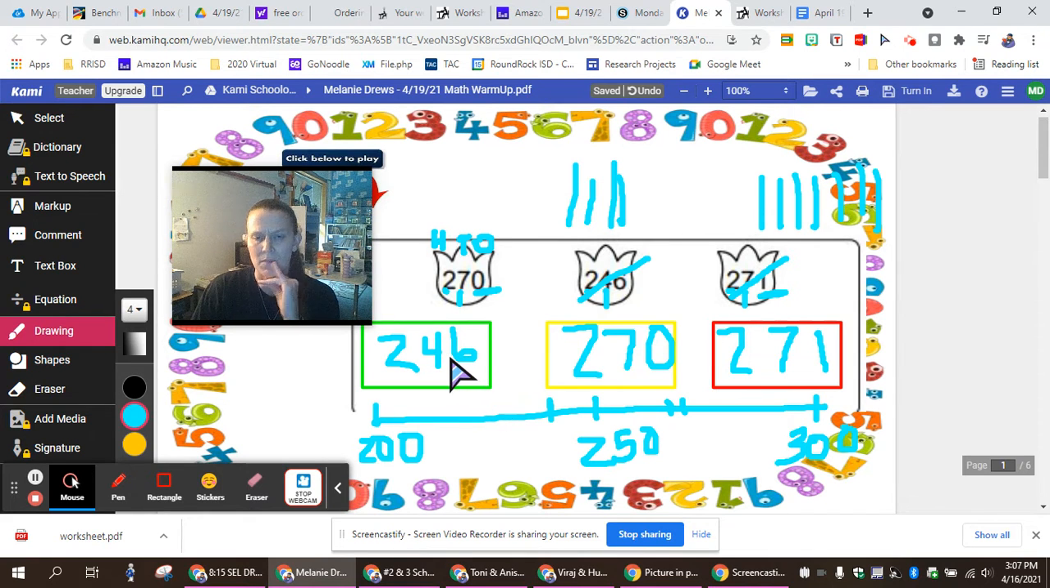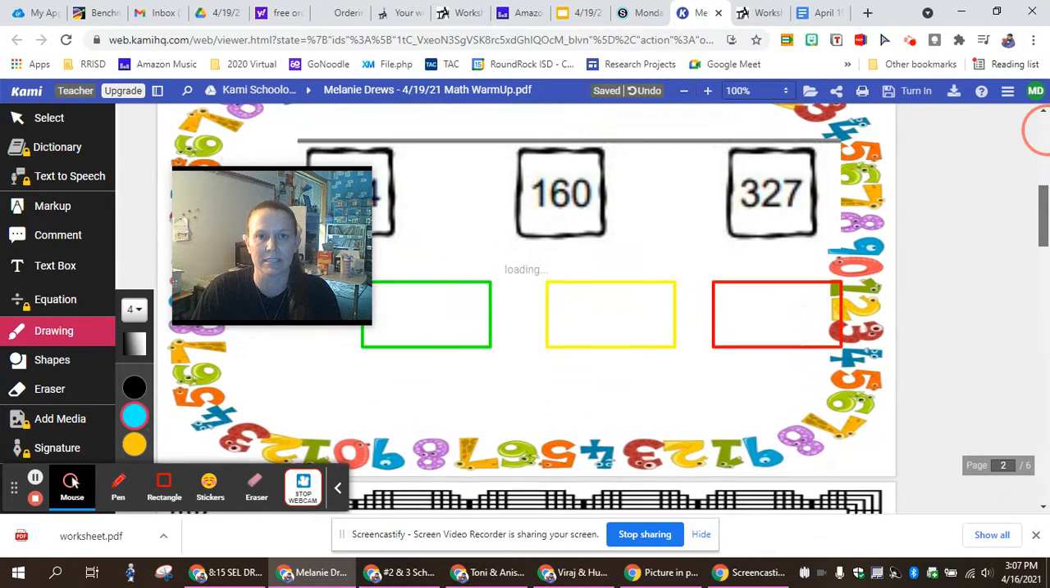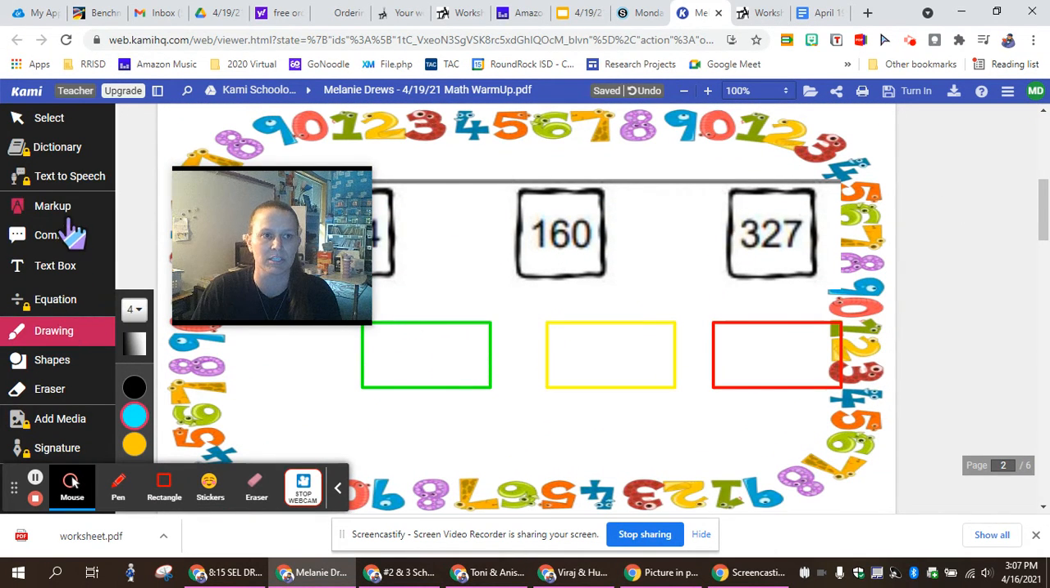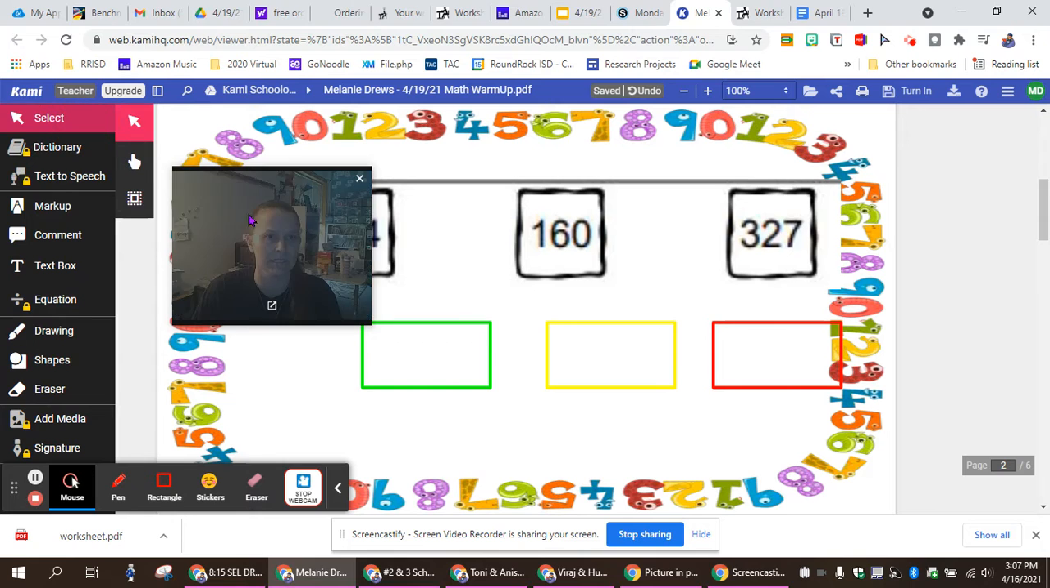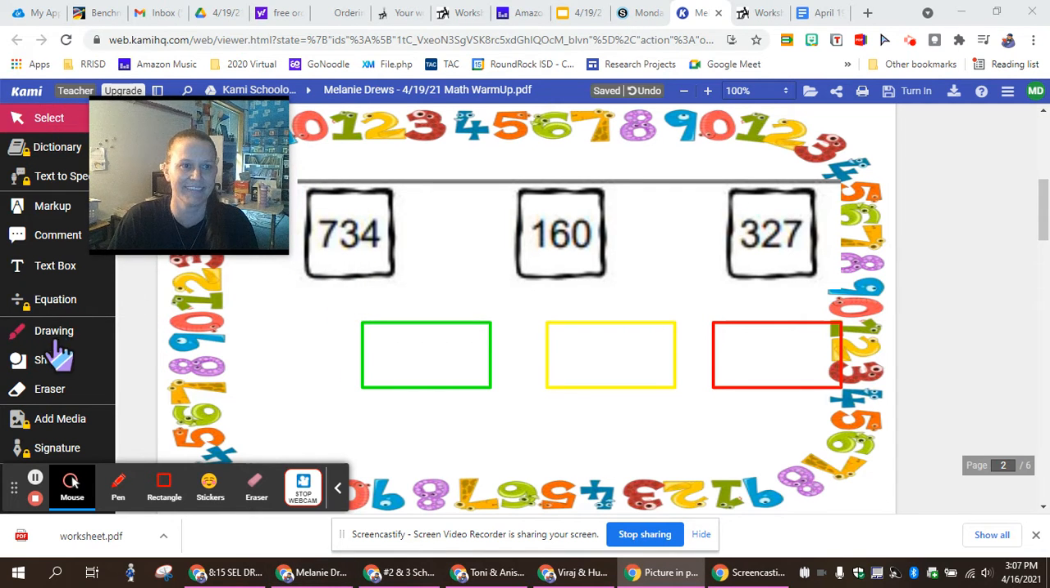Okay, so I'm going to do one more with you. Excuse me, coughing on your camera again. Okay, and then I'm going to let you do, of course, the ones on your own. Okay, move my head out of the way.